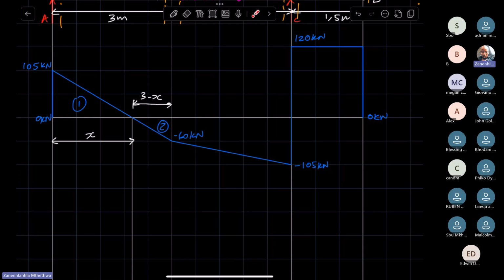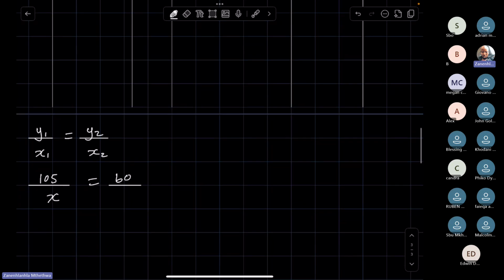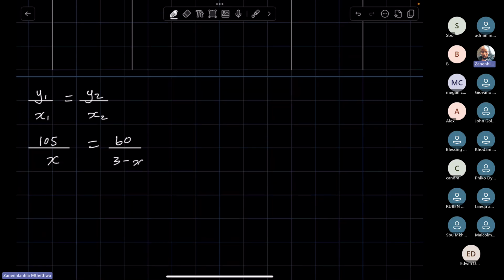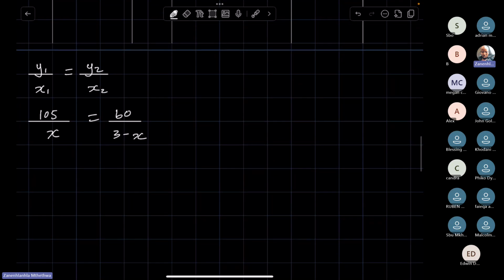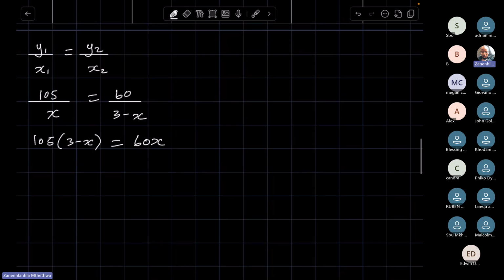Okay. And then x2, which is the x value of the second triangle, is 3 minus x. So here you have 3 minus x. And then from here you solve for x. So for x, you'll have 105 into 3 minus x. So you cross multiply, multiplying this with that is equal to 60x, right?